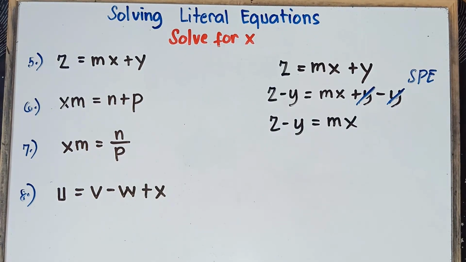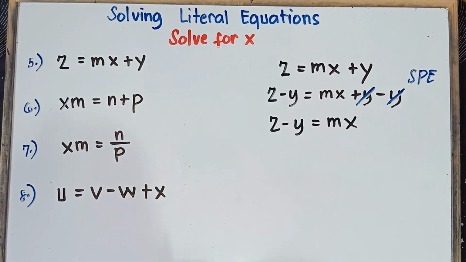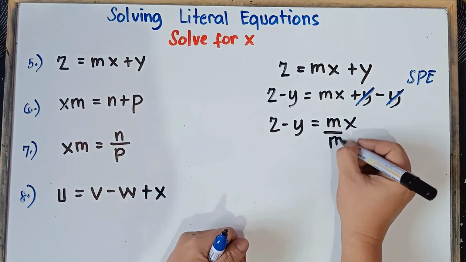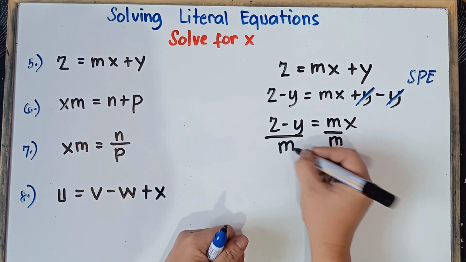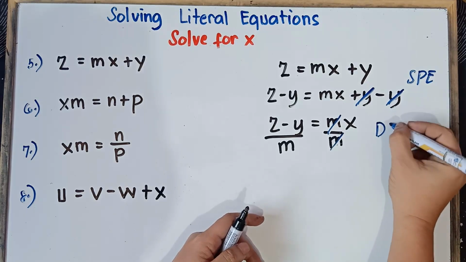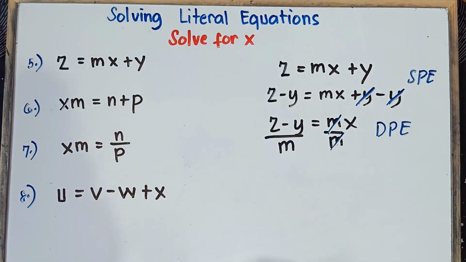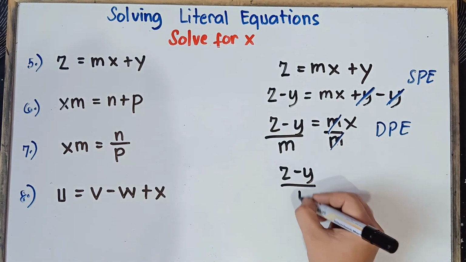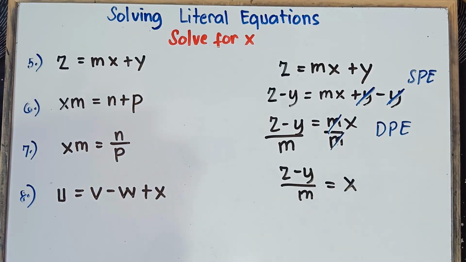And then to solve for x, we can just simply apply division property of equality. We can divide both sides by m, so that you can cancel this out. And this is what we call division property of equality. And then our answer, we have z minus y over m equals x. That's it. That's the answer with regards to example number 5.